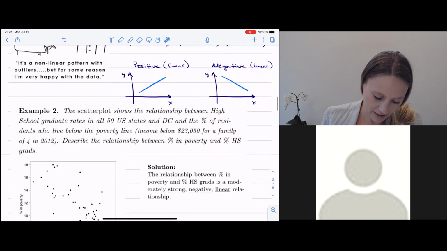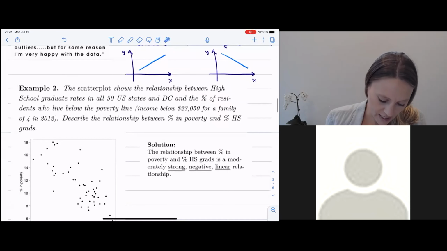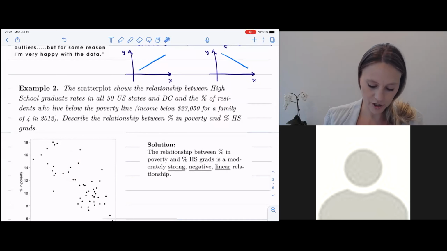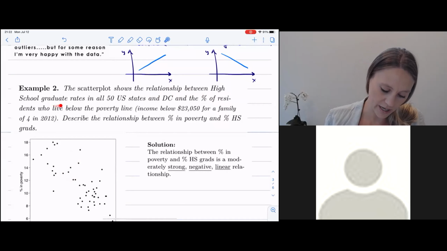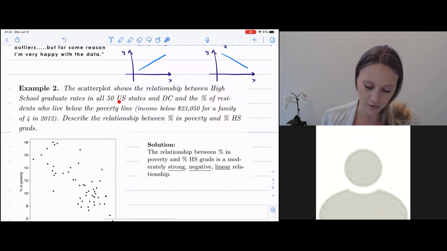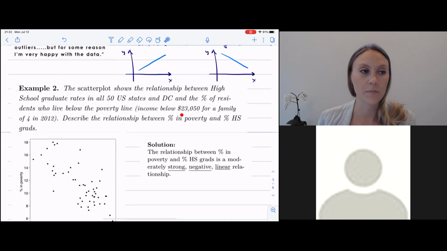So let's have a look at an example. The scatter plot shows the relationship between high school graduate rates in all 50 US states and DC, and the percent of residents who live below the poverty line income. So the poverty line is defined as income below $23,050 for a family of 4 in 2012. And we are asked to describe the relationship between the percentage in poverty and the percentage of high school grads.